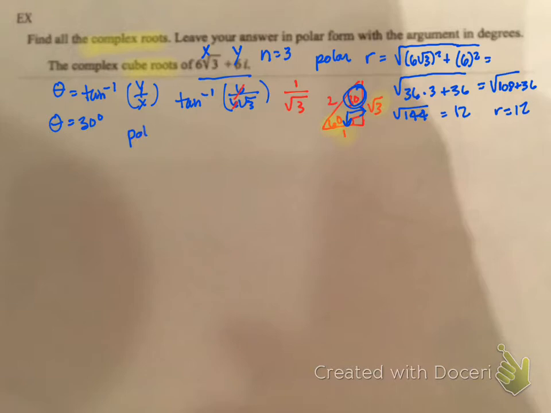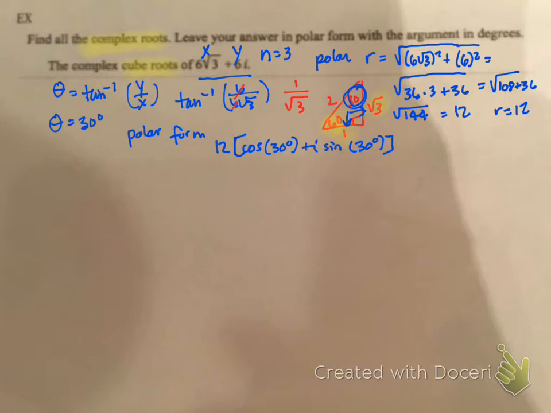So polar form. Okay, remember it's r, which is 12, times cosine of theta, which is 30 in this case, plus i sine of 30 degrees. Now we didn't have to apply even odd because we had positive values in there. Okay, now I'm ready to use a formula.